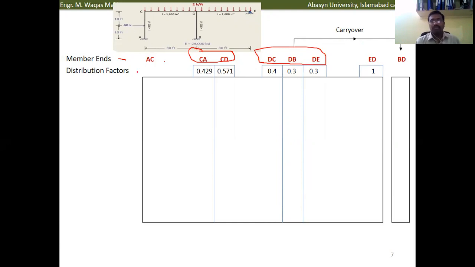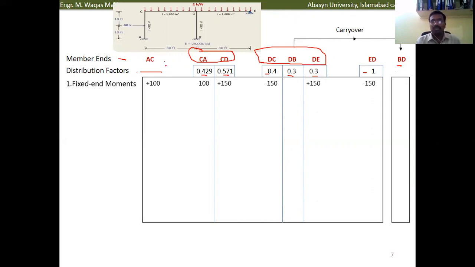After this, we are going to write the values of the distribution factors for all the members that we have found out in the previous steps. For AC, it is 0 due to fixed support, and for CA, its value is 0.429. For CD, its value comes out to 0.71. For DC, it is 0.4. For DB, it is 0.3. For DE, it is 0.3 again. And for ED, it comes out to be 1. While for the member BD, its value will be 0 due to fixed support at point B.